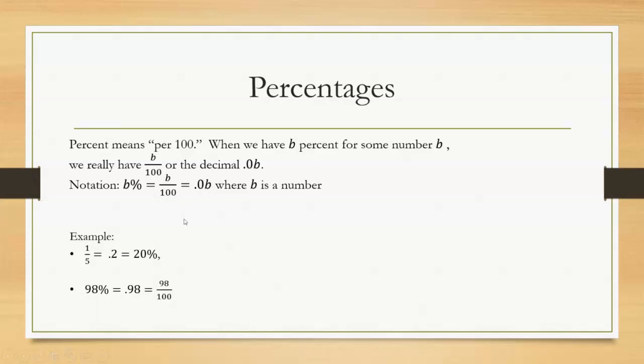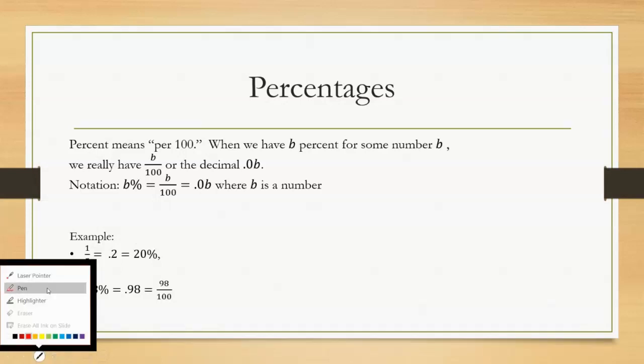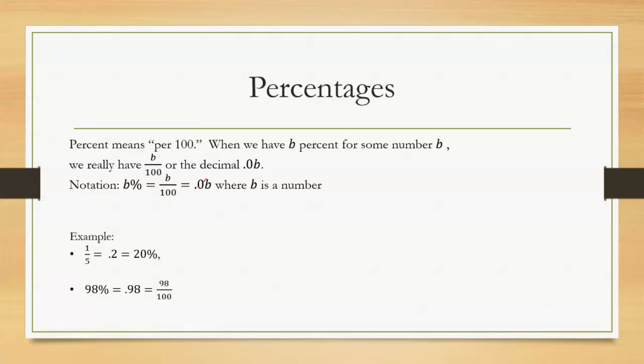One example of that would be 1 over 5, right? Well, you can actually convert a fraction to a percent. You just need the denominator to be 100, which 1 over 5 is the same as 0.2, which is the same as 0.20, 20 over 100, which is 20%.